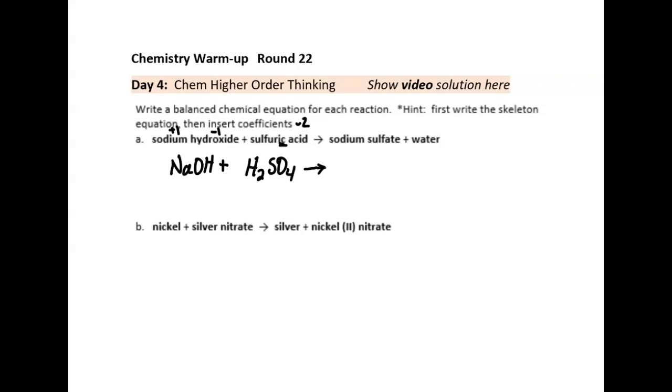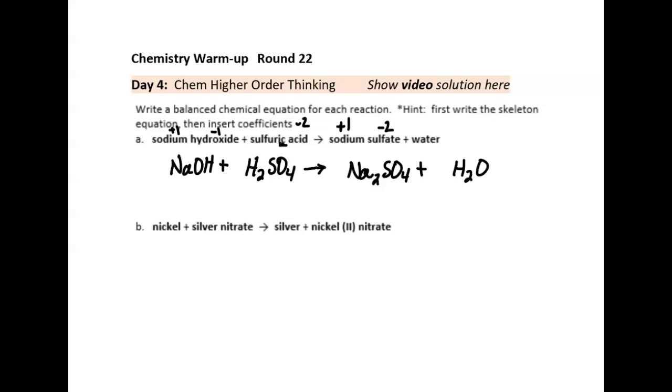Okay, now here's the arrow symbol. Now after the arrow, I'm going to leave a little space in case I need a coefficient number. The next thing is sodium sulfate. That's Na2SO4. How did I know that? Sodium is a +1 ion, but sulfate is a -2 ion. To have these balance out, I need to have 2 of the sodium so that I have +2. Now I'm going to write plus. Again, I'm going to leave a little space in front of water. Here's water, H2O. That is the skeletal equation.